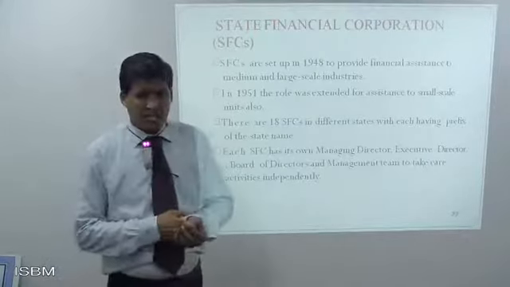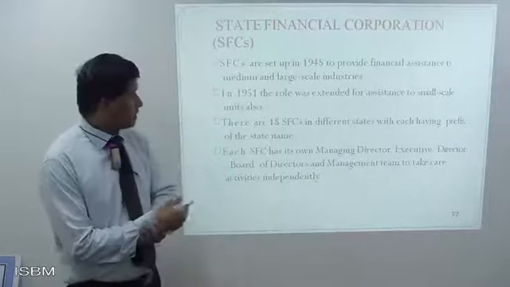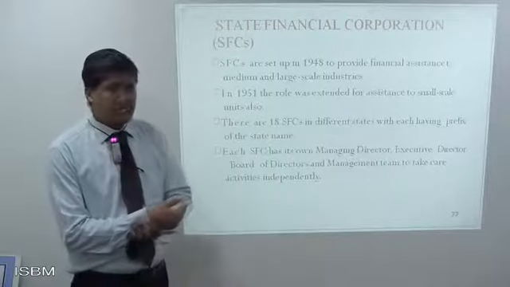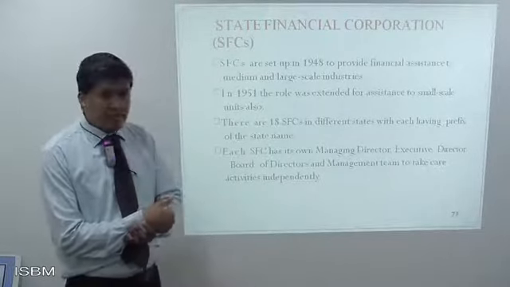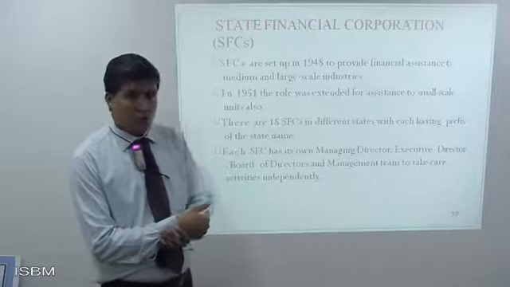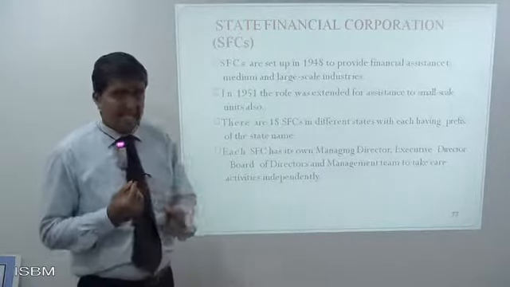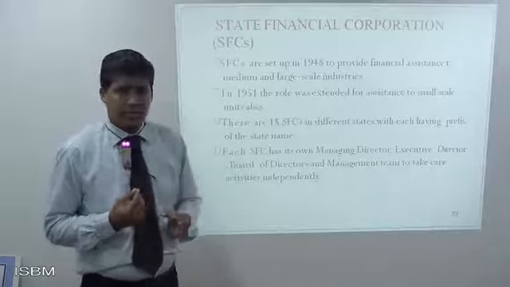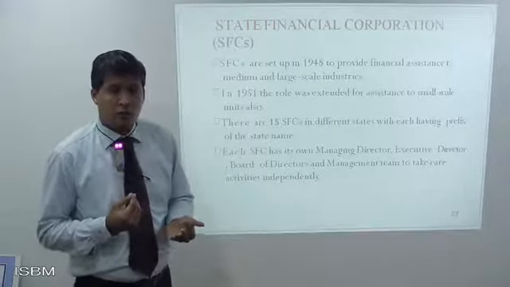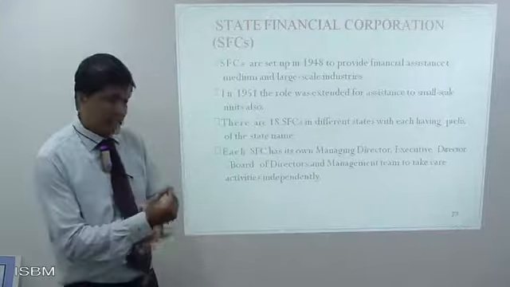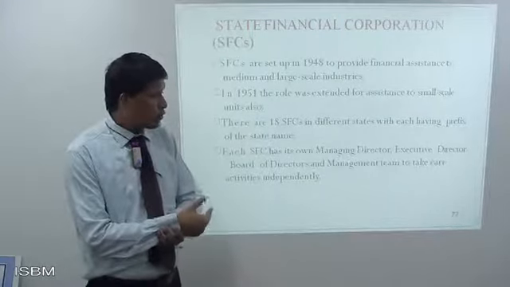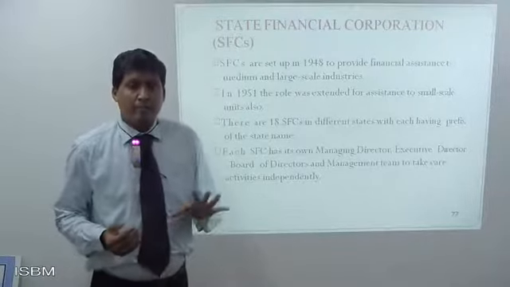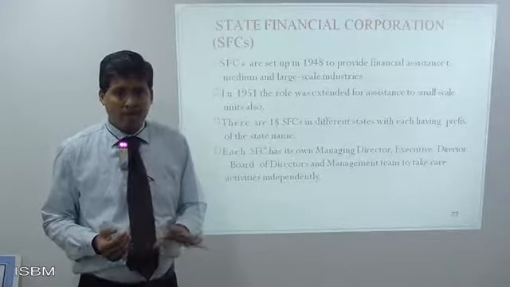The State Financial Corporations, the SFCs. Now SFCs were set up in 1948 to provide financial assistance to medium and large scale industries. In 1951, the role was extended to assistance to SSIs. There are 18 SFCs in different states, each having a prefix of the state name. It could be Maharashtra State Financial Corporation, it could be Karnataka State Financial Corporation, like that. Each SFC has its own managing director, executive director, board, so it has a separate body for itself to operate and run the show.